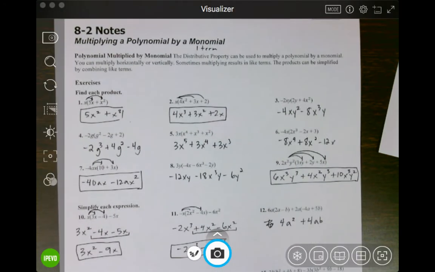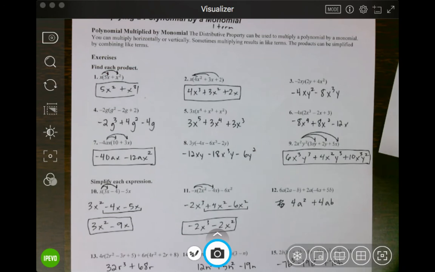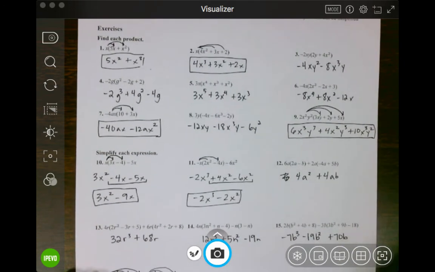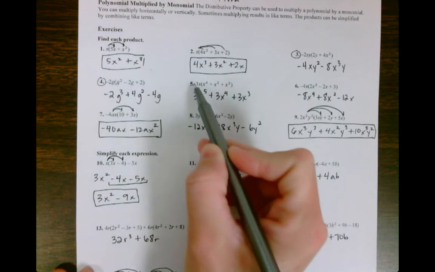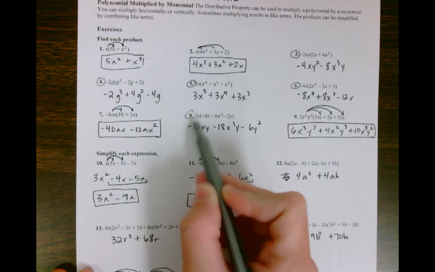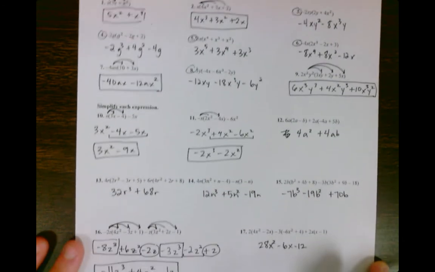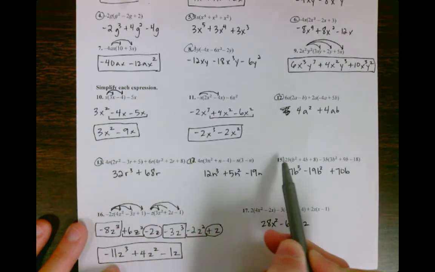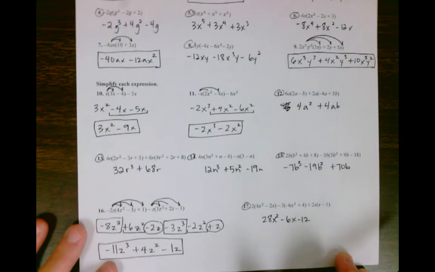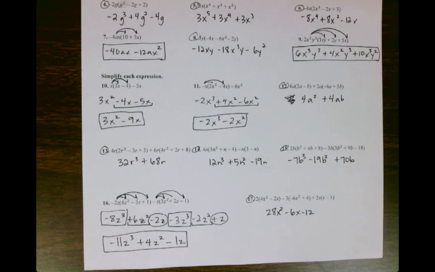Here are all the answers. So these are the ones that we did not do, if you want to try them on your own and see if you can get the answer. And then 12 and all of these guys. And again, let me know if you need me to go through any of them.